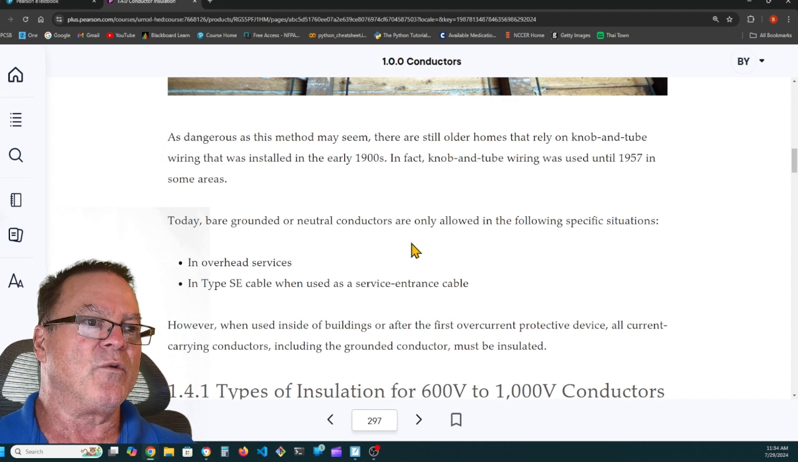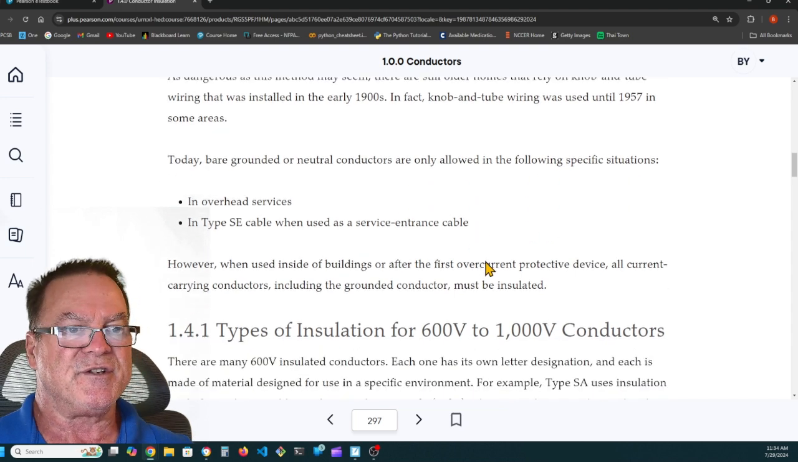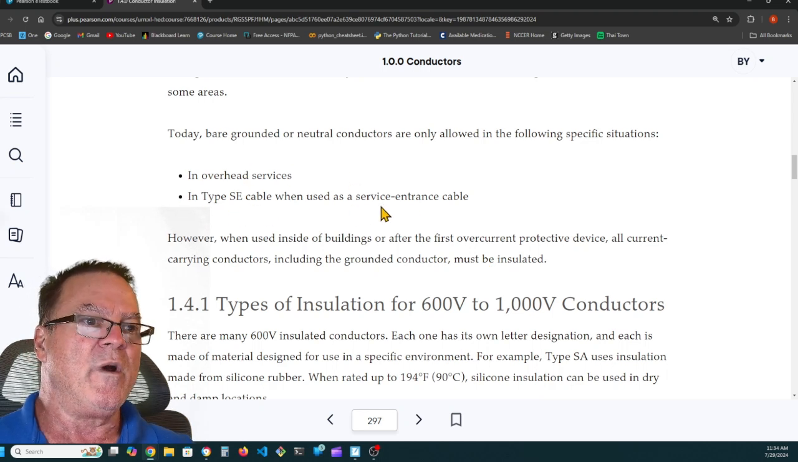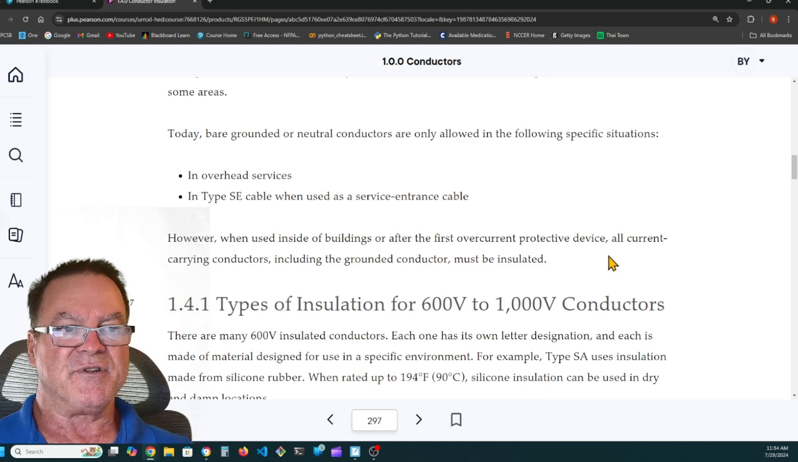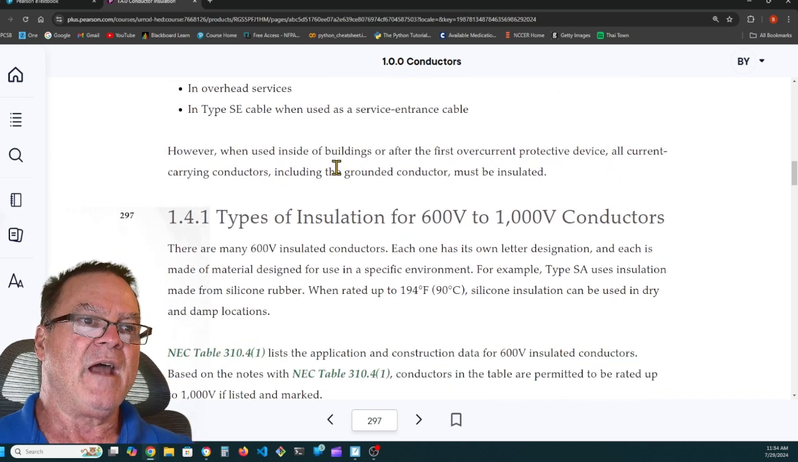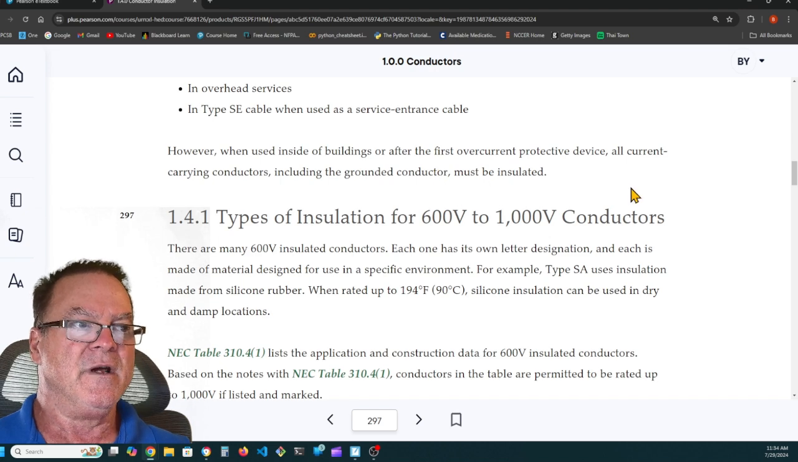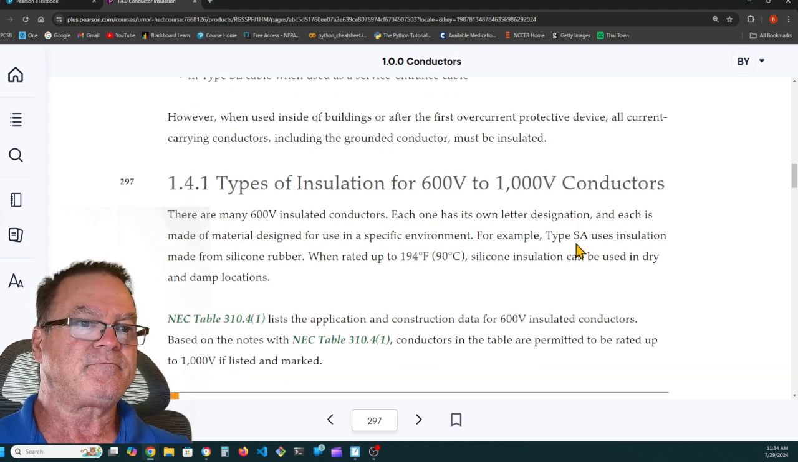Today, bare grounded or neutral conductors are only allowed in the following specific situations: in overhead services, and in type SE cable where used as a service entrance cable. However, when used inside buildings after the first overcurrent protective device, all current carrying conductors, including the grounded conductor, must be insulated.